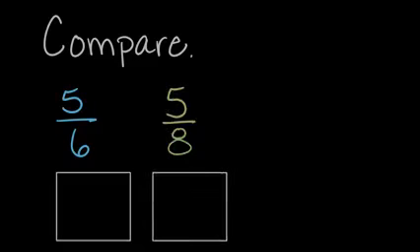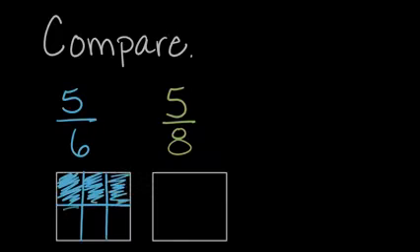So for 5/6, if we divide this whole, we were using the example of cake, into 6 equal size pieces. Not sure if those are perfect, but let's say those are 6 equal size pieces. 5/6 is talking about 5 of those pieces. So 1, 2, 3, 4, 5. This image represents 5/6. Now for 5/8, let's think about it for a second.